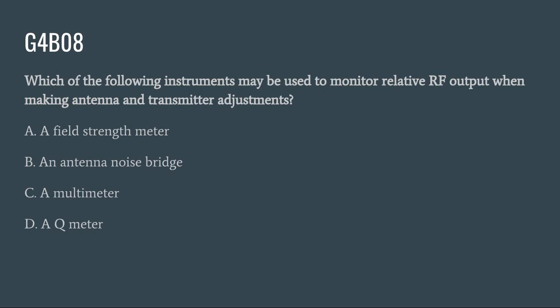G4B08, which of the following instruments can be used to monitor relative RF output when making antenna and transmitter adjustments? A, field strength meter. B, an antenna noise bridge. C, a multimeter. Or D, a Q meter? The correct answer is A, field strength meter.